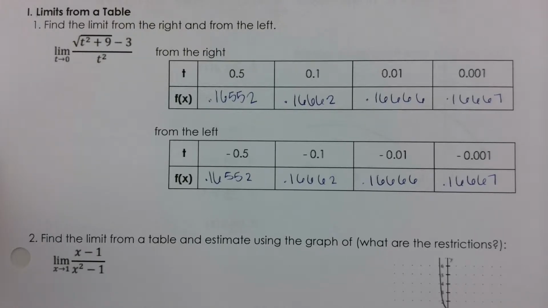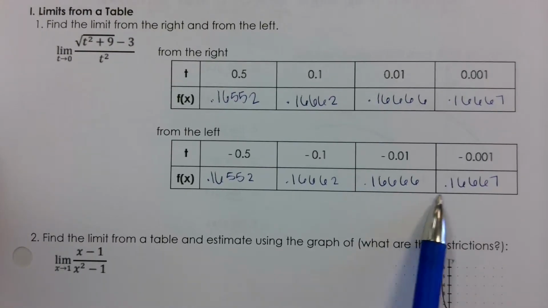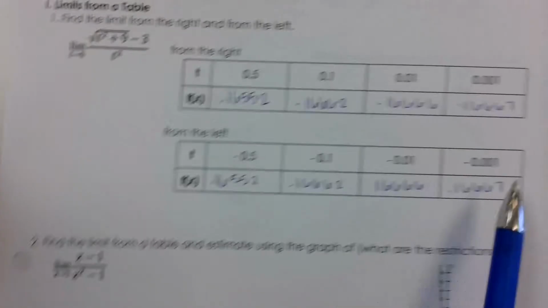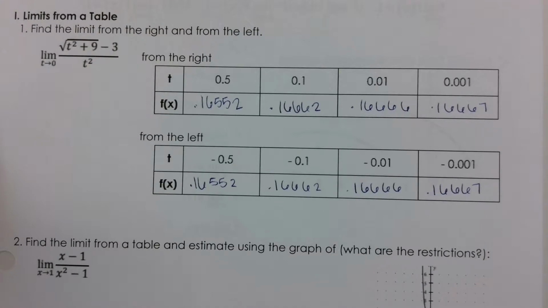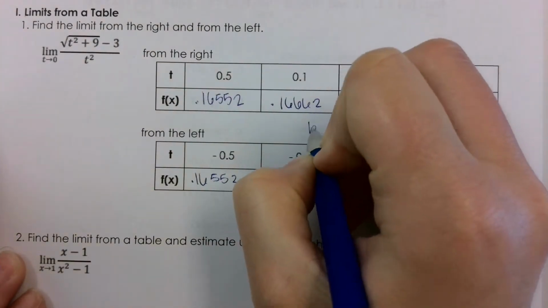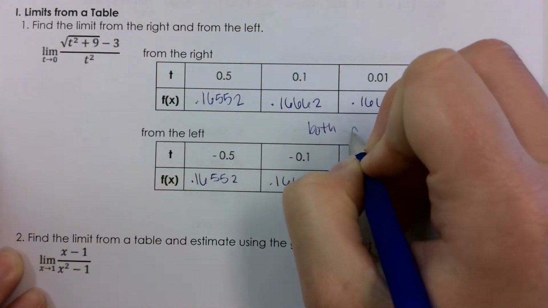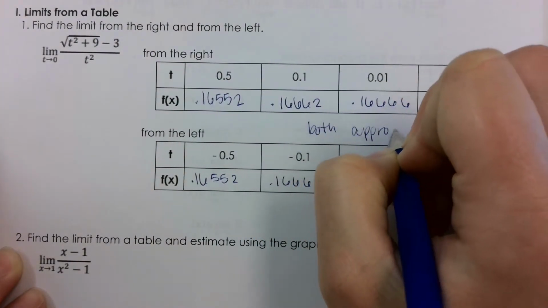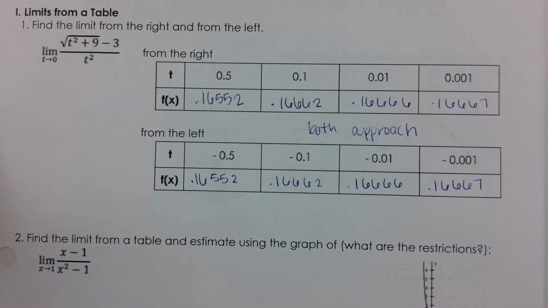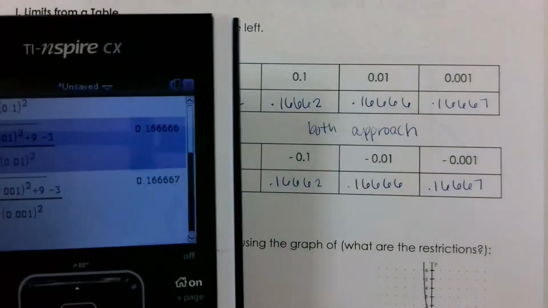So both of these tables are approaching what value? They're approaching 0.1666 repeating, right? So what is that as a fraction? Anybody know? It's 1/6. Glad we know this.